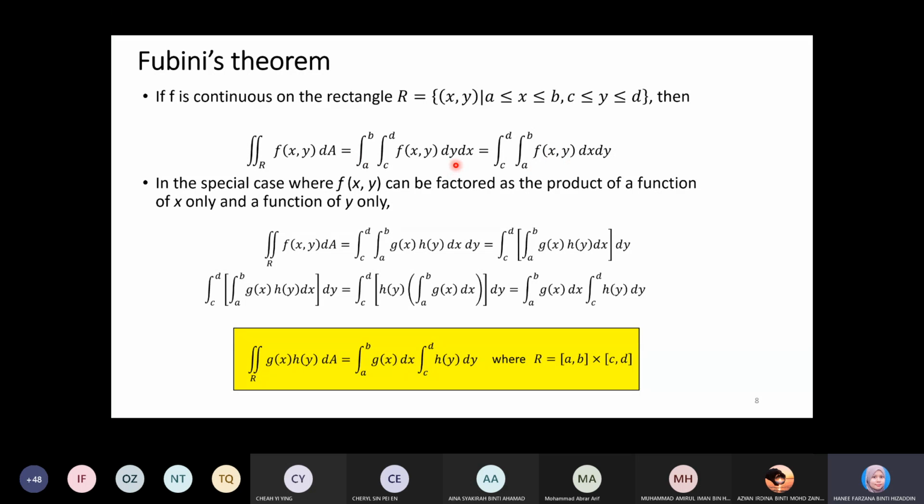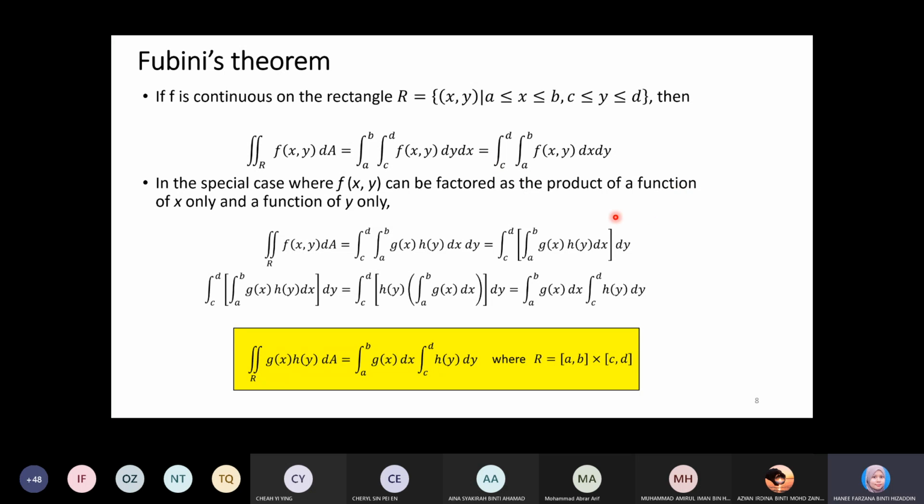So it doesn't matter if you want to do dy first, then dx, or you want to do dx first, then dy, but you just have to be careful with the arrangement of the interval that you put here, because sometimes a function is easier to integrate maybe with respect to y instead of x first. So it depends on the function that is given to you.